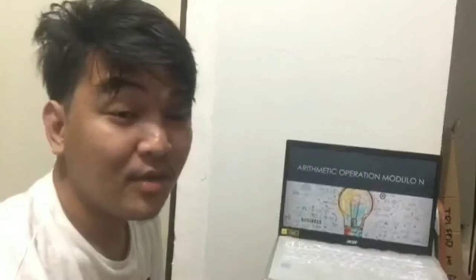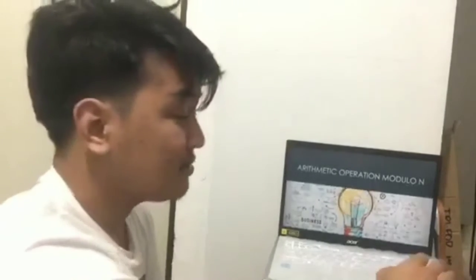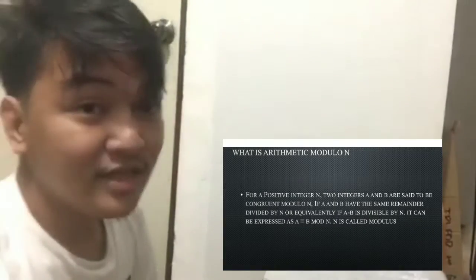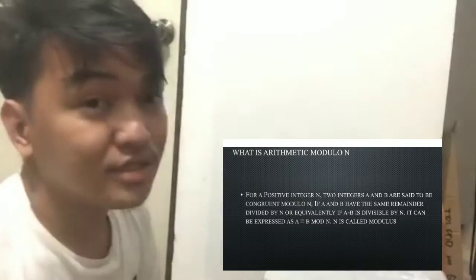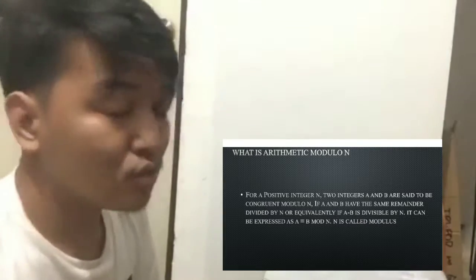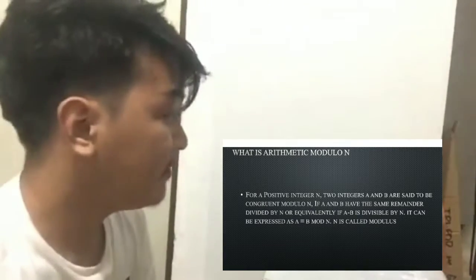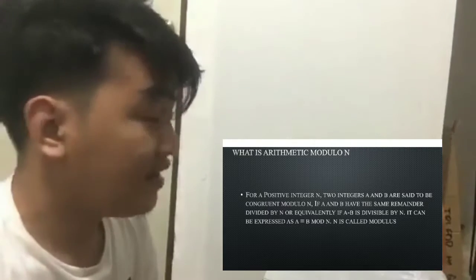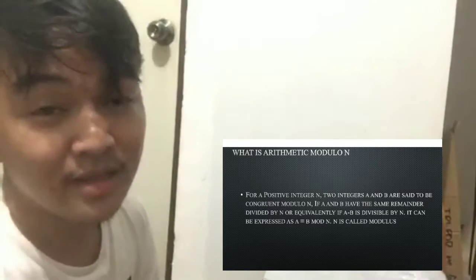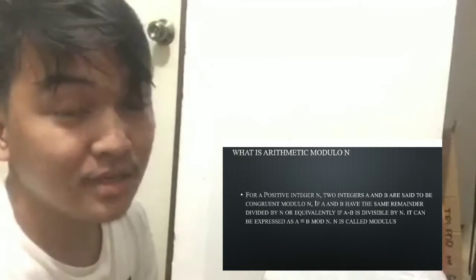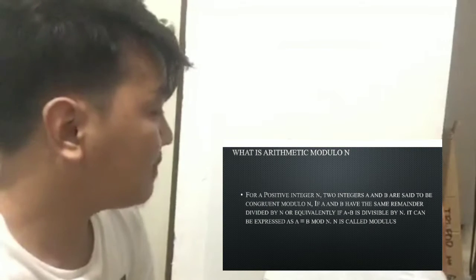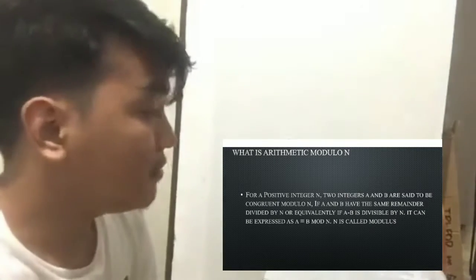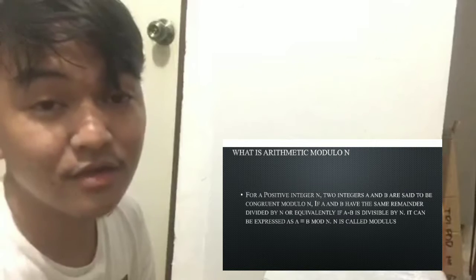Arithmetic operation modulo n. So, what is arithmetic operation modulo n? For a positive integer n, two integers a and b are said to be congruent modulo n if a and b have the same remainder when divided by n, or equivalently, if a minus b is divisible by n. It can be expressed as a ≡ b mod n, and the n is called the modulus.